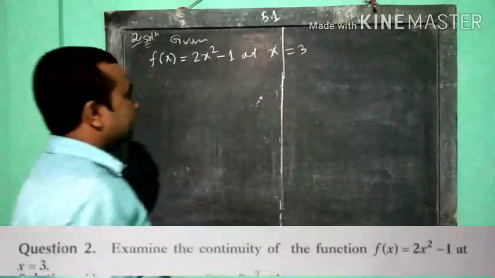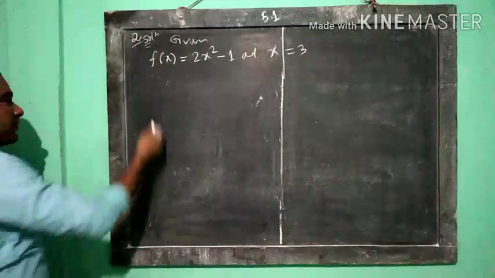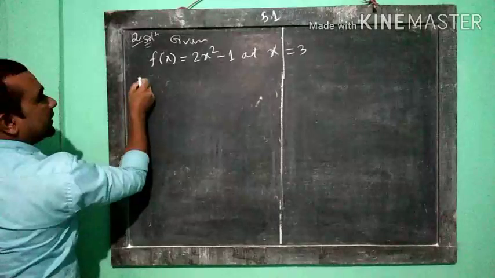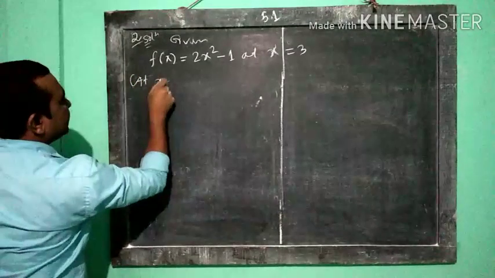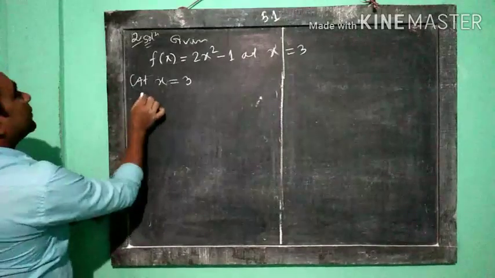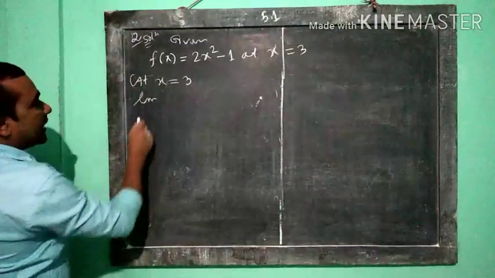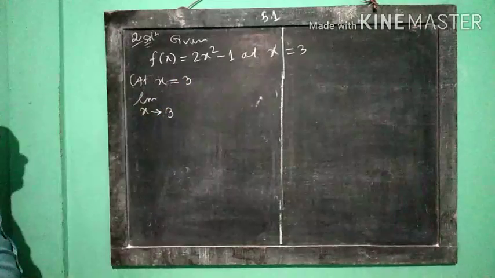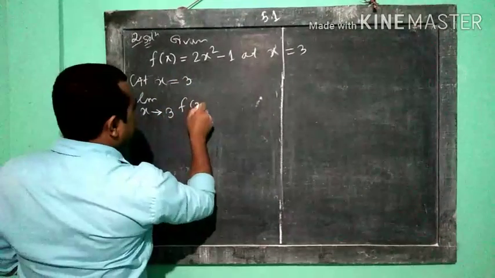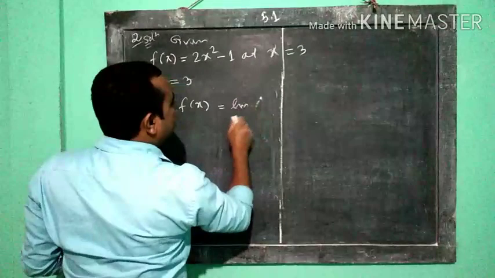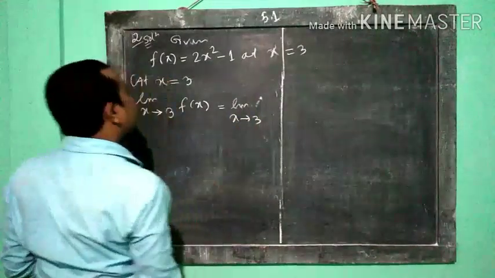Very simple. So first of all, what we have to do here? At x = 3, what we write here is the limit. The limit as x tends to 3 of f(x) is equal to the limit as x tends to 3 of what is f(x)?